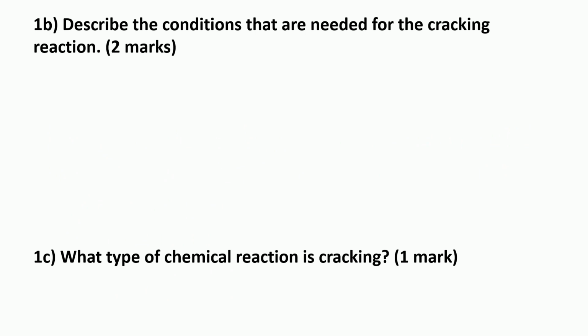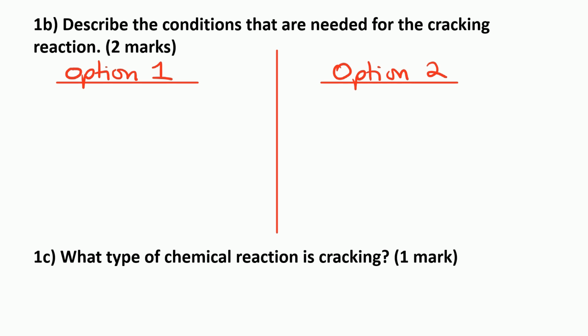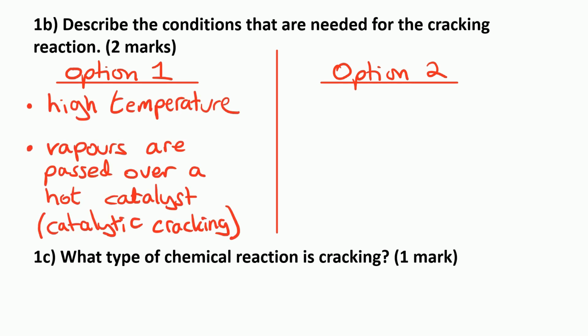Describe the conditions that are needed for the cracking reaction. There's actually two ways you can answer this question because there's two different methods of doing cracking. So the first method is to use a high temperature, and that turns the long hydrocarbon molecules into vapours, and then those vapours are passed over a hot catalyst, and we call that catalytic cracking.